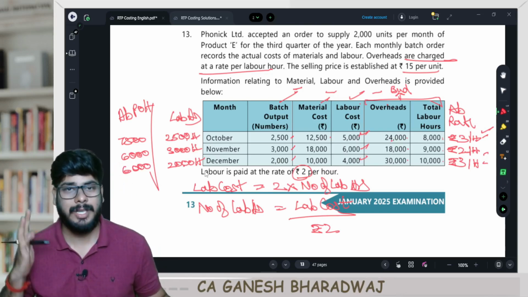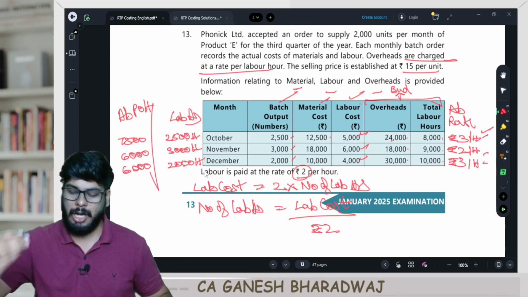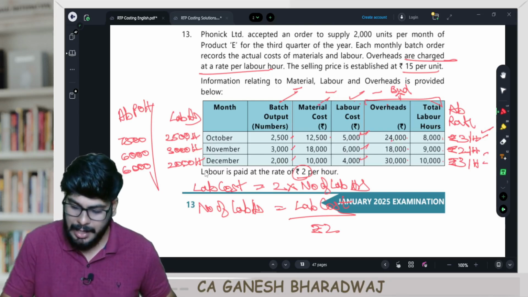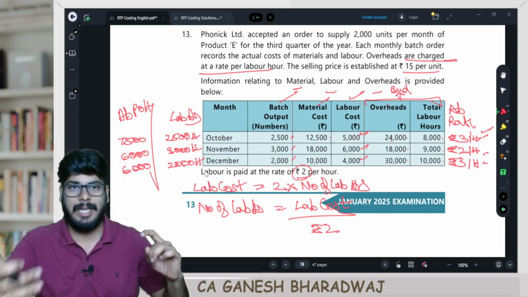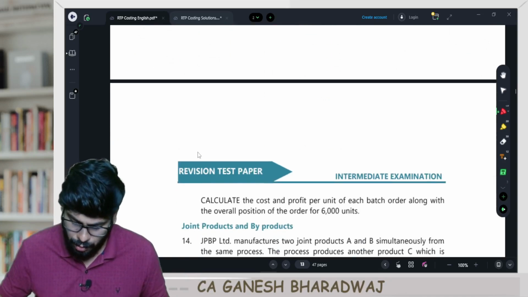Are you clear with this? Right? As simple as that. So now month wise, you have the material, labor in actuals and overheads absorbed also. Fine. You can go ahead and do.